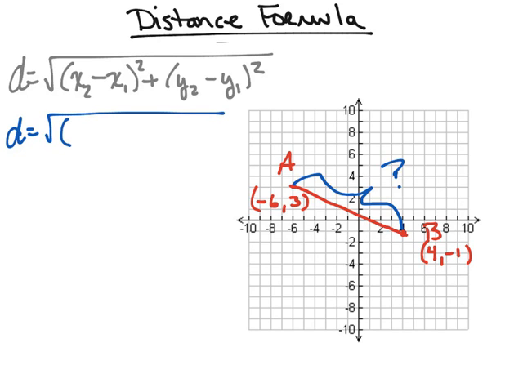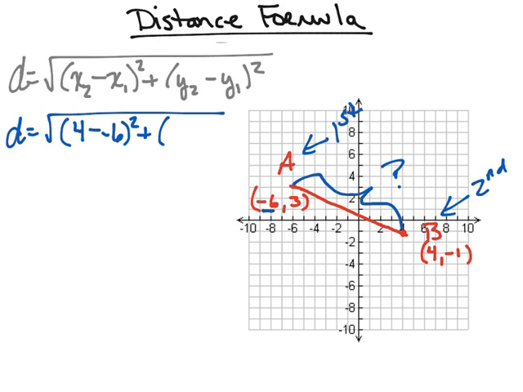Now that x2 you see there simply means the second x. I'm going to call point A my first point, or my first ordered pair, and I'm going to call B my second. So x2, the second x value we have is 4. We're going to subtract the first x value, and the first x value we had was right here. It's -6. We'll do that here in a second. Right now all I'm doing is plugging in the values.